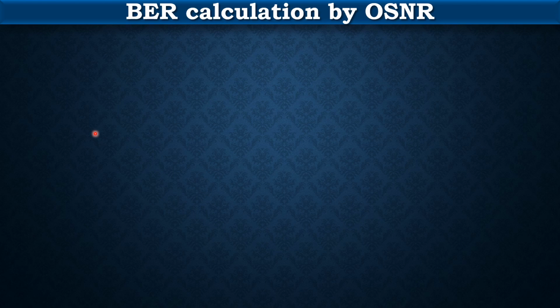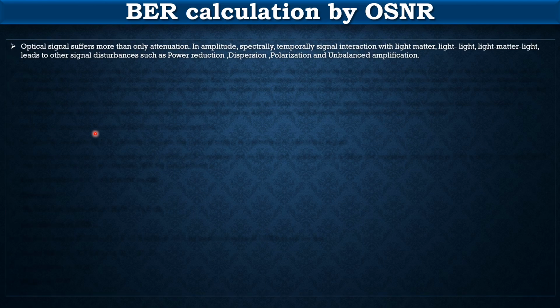Okay, so let's see how the BER is calculated from OSNR. Before that, we must consider some very important points. Whenever the optical signal or light pulse passes through the transmission fiber, the optical signal suffers more than only attenuation. It is affected by amplitude, spectral and temporal signal interaction with light and matter, which leads to other signal disturbances such as power reduction, dispersion, polarization effects, and unbalanced amplification.